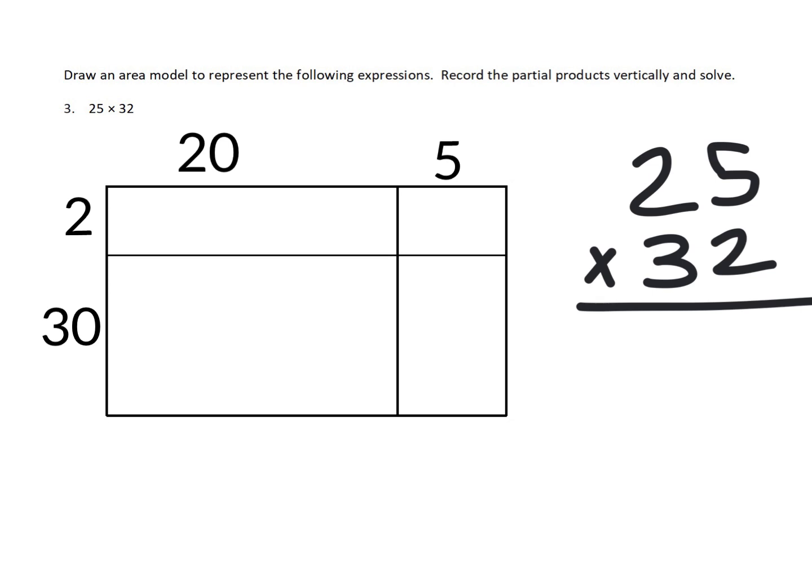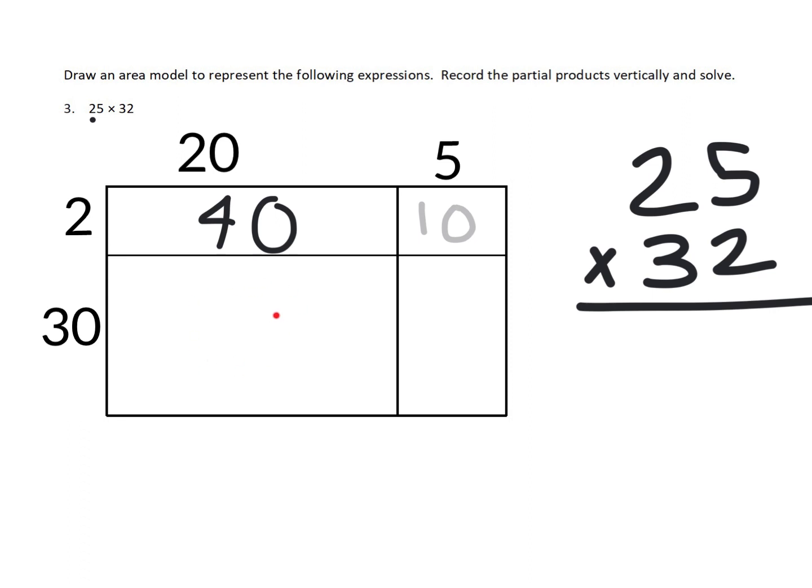So let's go ahead and start solving. We start solving by doing the two numbers that are on each side of each box. So here we have 2 times 20, and that brings us to 40. Next, we do 5 times 2. Those are our two numbers on each side of the box. So there we have 2 times 5, and we would record a 10.